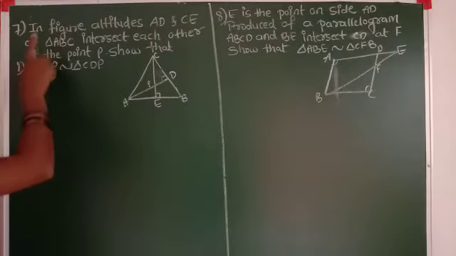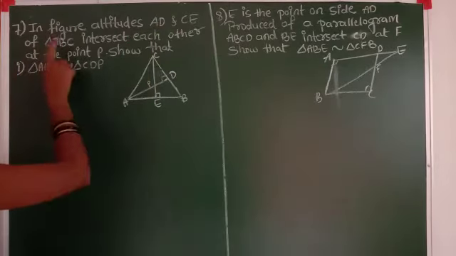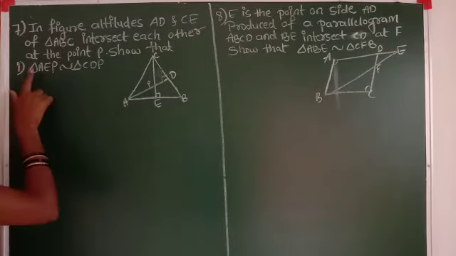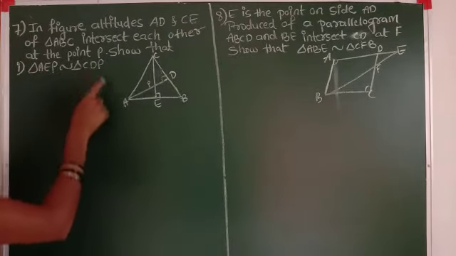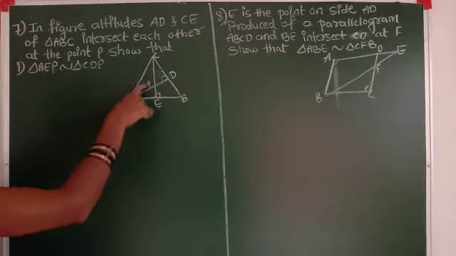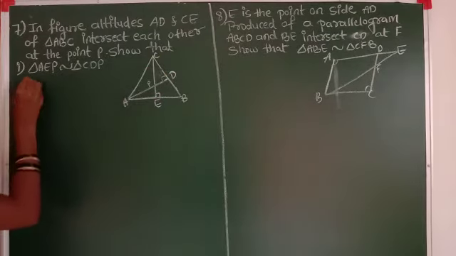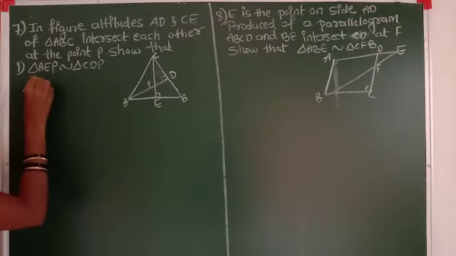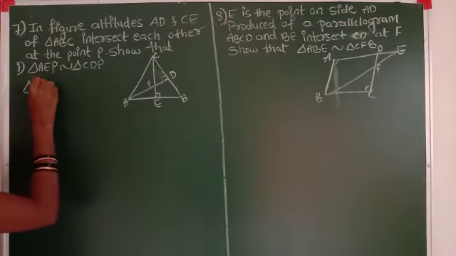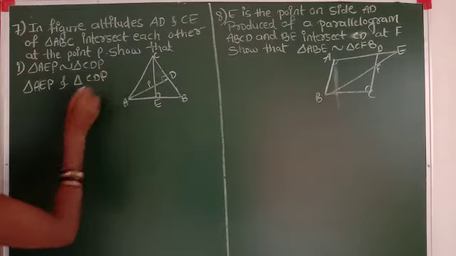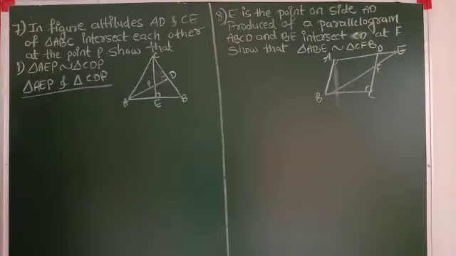Seventh example: in figure, altitudes AD and CE of triangle ABC intersect each other at the point P. Show that triangle AEP is similar to triangle CDP. First one only I will solve here. Here AD and CE are altitudes in triangle ABC. Triangle AEP and triangle CDP, both we have to prove similar here.